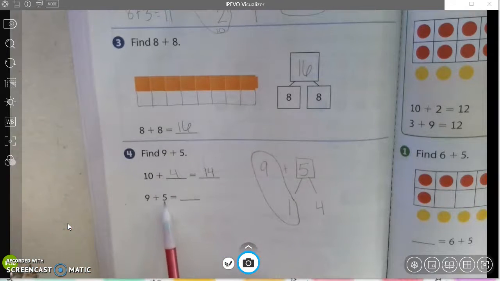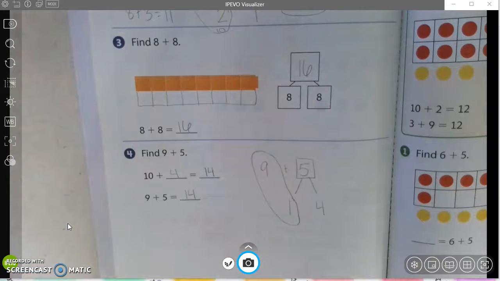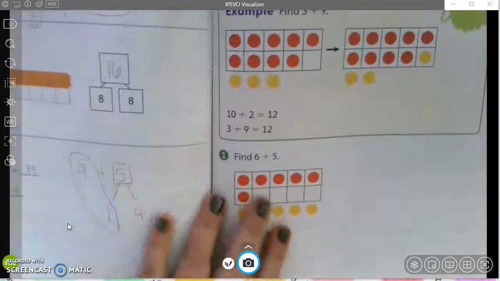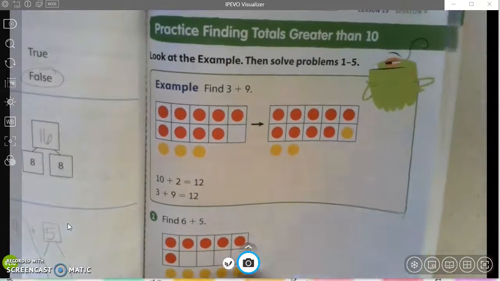Therefore, 9 plus 5 equals what? 14, right? So this is another way to represent the strategy of making 10 to add, and we can do that when we are finding totals greater than 10. We can't do it when we're finding totals that are less than 10, because the number is smaller than 10.